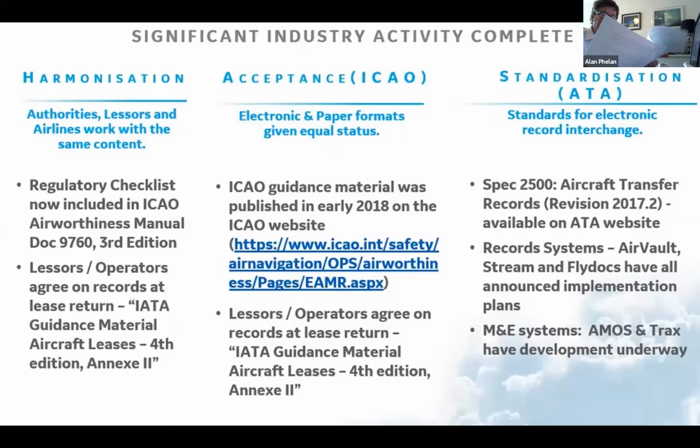One of the things that Anton mentioned, which I think is key, is that in the ICAO Chicago Convention, nowhere does it say that paper records are mandatory. It just says that appropriate records need to be kept. So over the last number of years, there's been significant industry activity to go down that road. And the three key pillars are harmonization, acceptance, and standardization. So you can see there some of the bullet points from Anton from that talk in November last year.